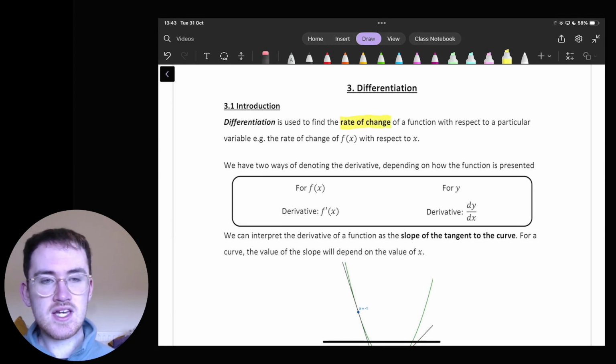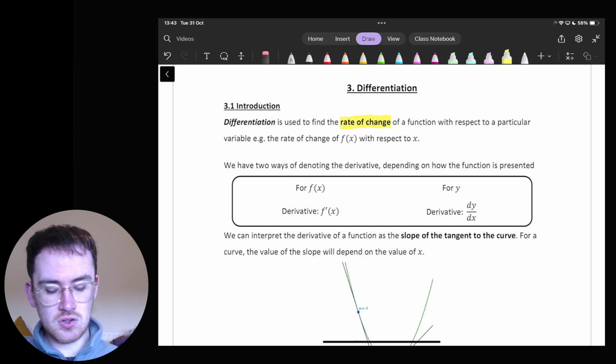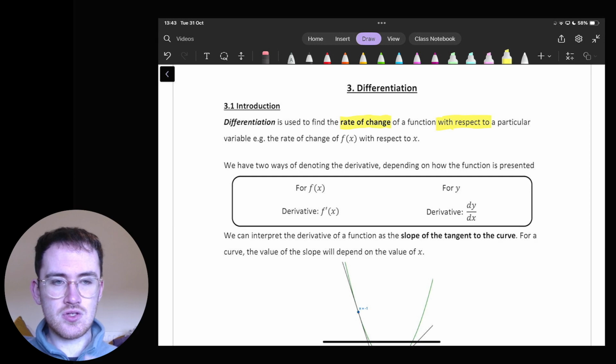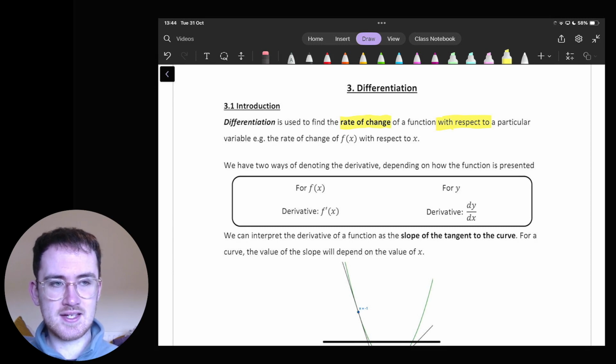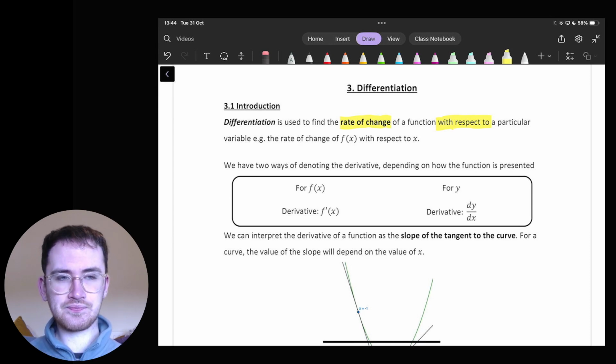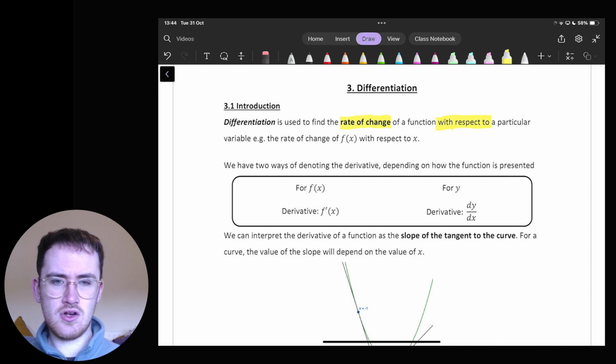And we usually say the rate of change with respect to a particular variable. So a lot of the time, generally, it's going to be the rate of change of f of x, my function, with respect to x, which is the variable in question. So we're saying, how does my function change as x changes? Or how does my value of y change as my value of x changes over my function? So we're looking at how does one thing change with respect to another thing.